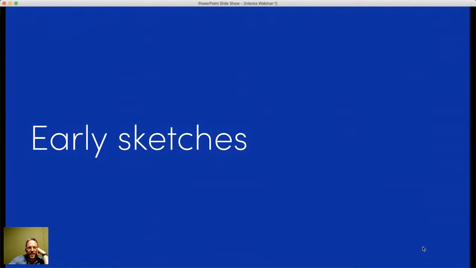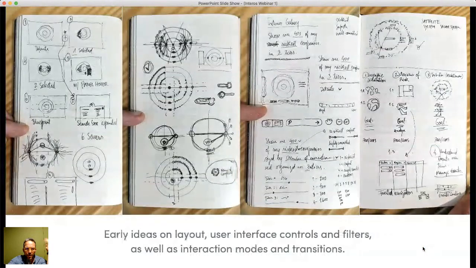So now that you've seen some of the inspiration, let me show you some early sketches. As always, right? A lot of the projects we end up doing start like this, right? Just early ideas on layout, the user interface, some of the controls we could do, filters, but also start thinking a little bit about interaction modes, transitions, right? How could we go from one place to the other in a seamless way?